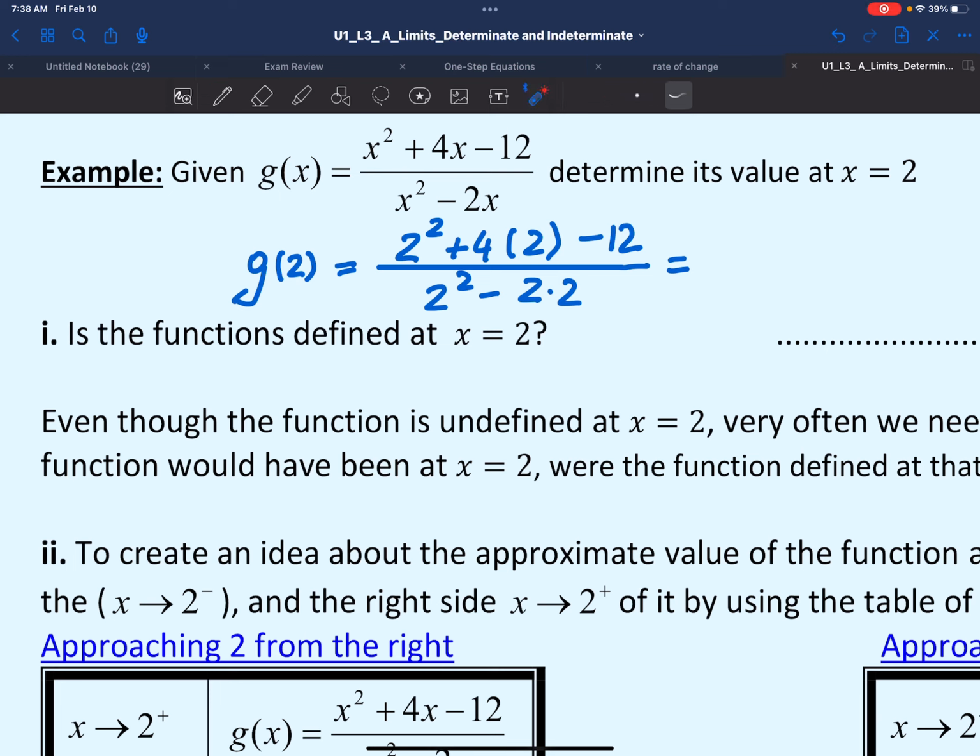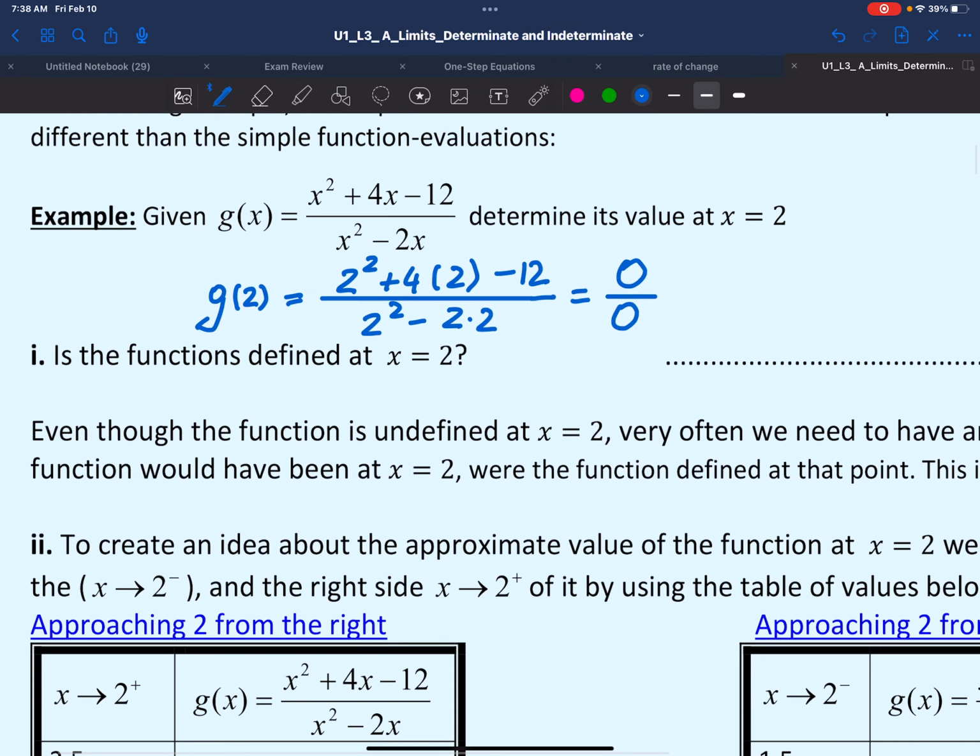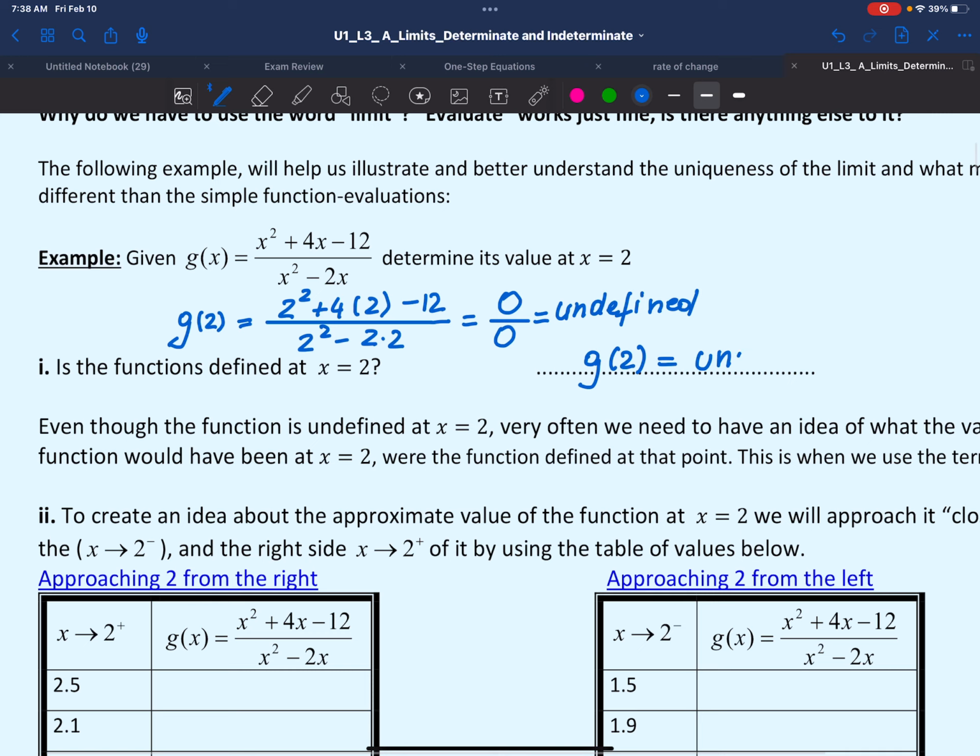So what we have in here is a 4, 8, together 12 minus 12, 0. So the numerator is 0. The denominator, we have 2 squared 4 minus 4, that's 0 as well. So 0 over 0 is undefined. So therefore, we are going to say that the function g of x at 2 is undefined. So g of 2 is undefined.